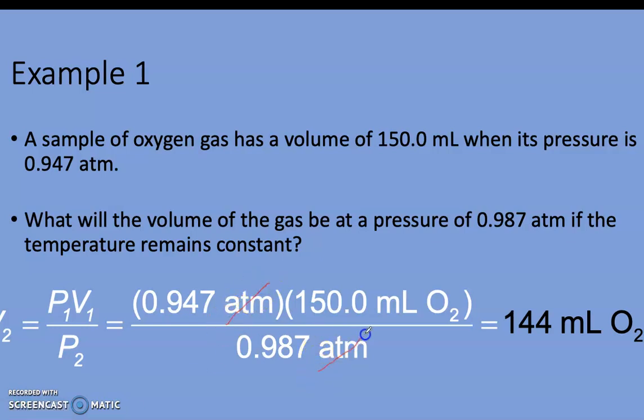Your atmospheres cancel, and you're left with mL. So you simply multiply 1.947 times 150 divided by 0.987, round to 3 sig figs. So you get 144 mL O2.